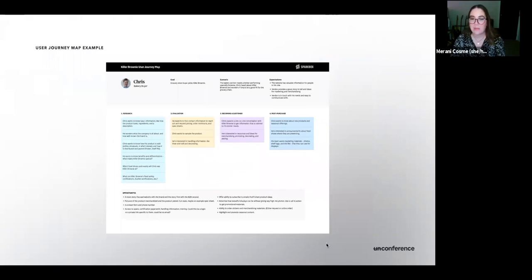And here's an example of a user journey map. It outlines the user's journey through a site or product, starting with where they come from and ending with what happens after they complete the experience. This is a great way to understand what our users' needs are and what we need to do in order for them to easily achieve their goals within the experience.